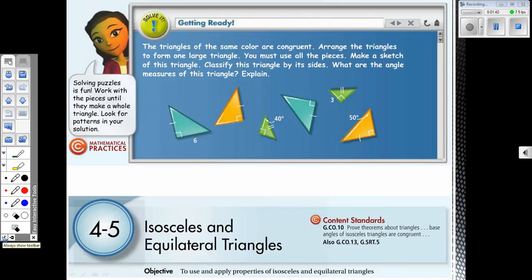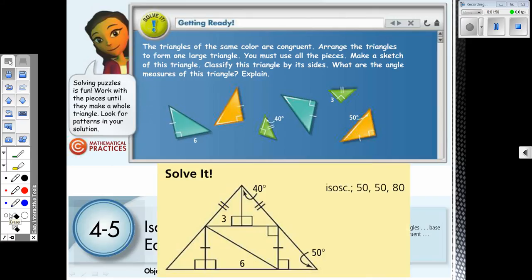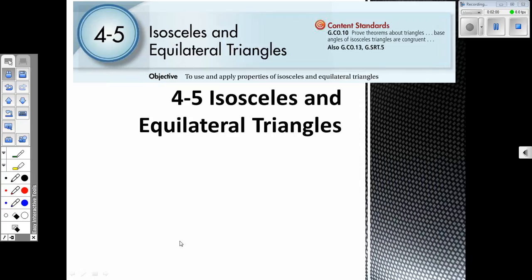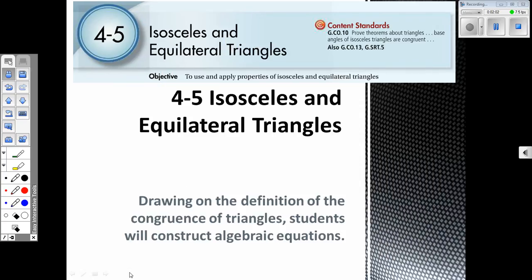So the book does it this way, and it's the same thing. If it picks up. There it goes. Okay? And you get 50 and 50, but you can kind of see how this matched up, right? And it all puts together. All right, so we're going to talk about isosceles and equilateral, and you're going to actually write algebraic equations to solve some stuff.